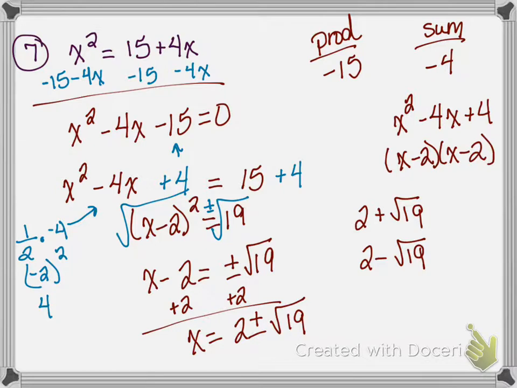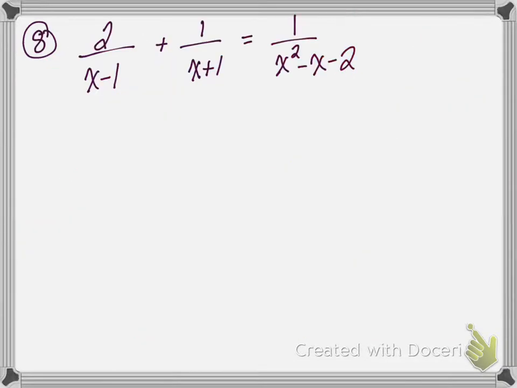Okay? Now, this next one was definitely the hardest one on the quiz. We have a rational equation, and we are actually going to get an irrational solution to it. So the very first thing I have to do is find the LCD.